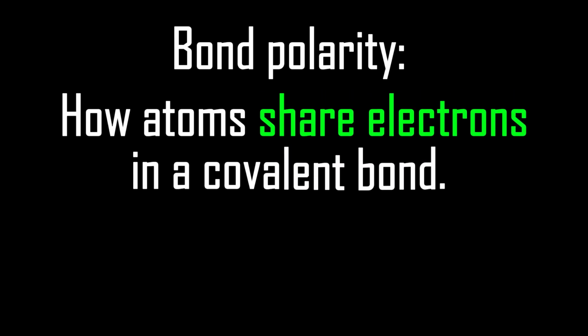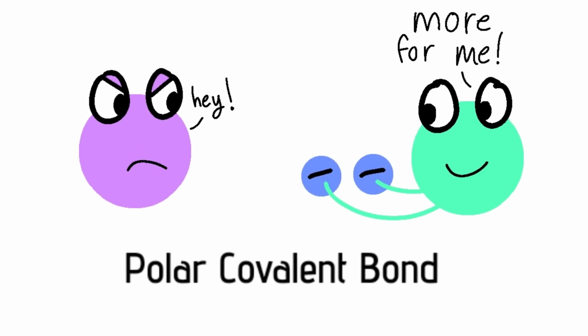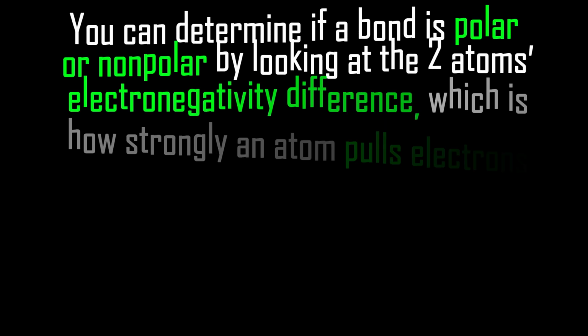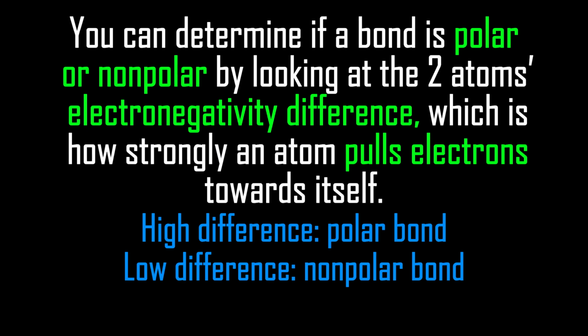Covalent bonds can either be polar or nonpolar. Polarity refers to how 2 atoms share electrons in a covalent bond. If one atom pulls the electrons in a covalent bond towards itself, the bond is polar. However, if both atoms share electrons equally, the bond is nonpolar. You can determine if a bond is polar or nonpolar by looking at the 2 atoms' electronegativity, which is how strongly an atom pulls electrons towards itself. Atoms with a high difference in electronegativity have a relatively polar bond, and atoms with a low difference in electronegativity have a relatively nonpolar bond.